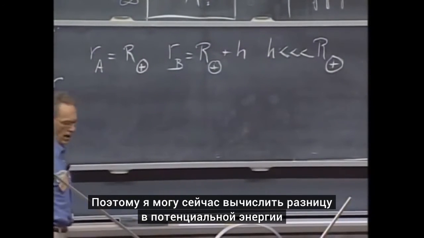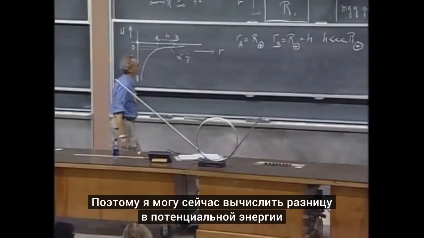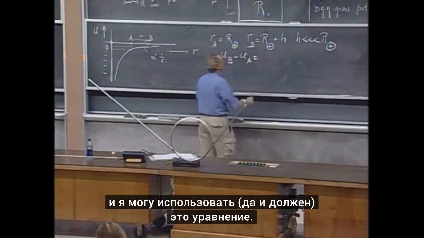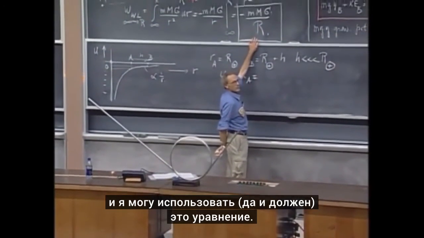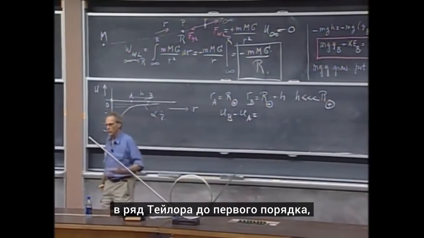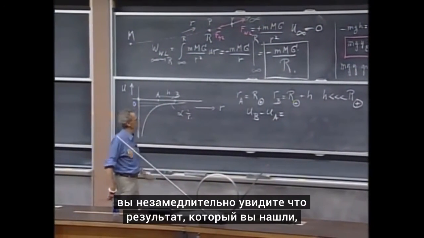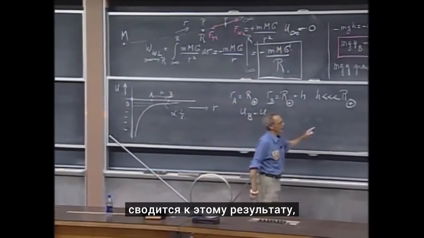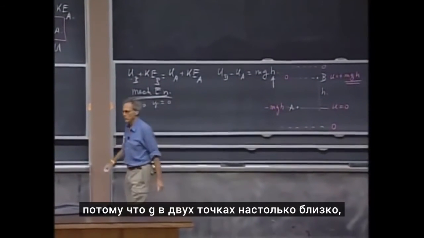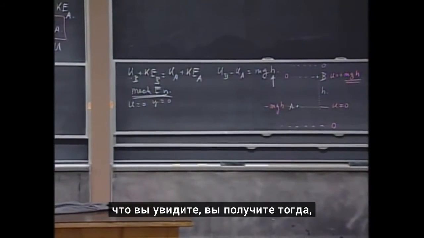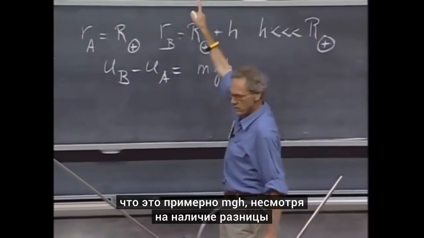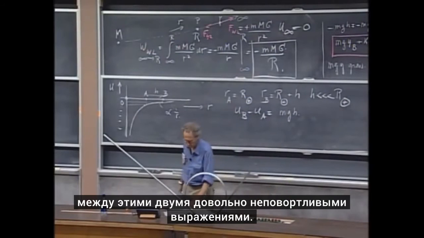So I can calculate now what the difference in potential energy is between point B and point A. And I should use this equation. When I use that equation and you use the first order Taylor expansion, you will immediately see that the result collapses into this result, because g at the two points is so close that you will find that it is approximately mgh, even though it is the difference between these two rather clumsy terms.